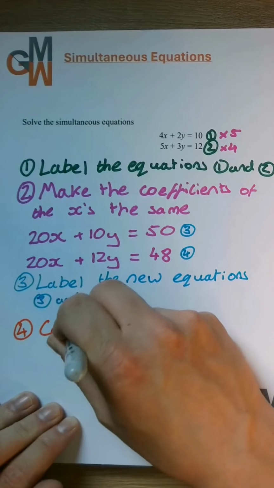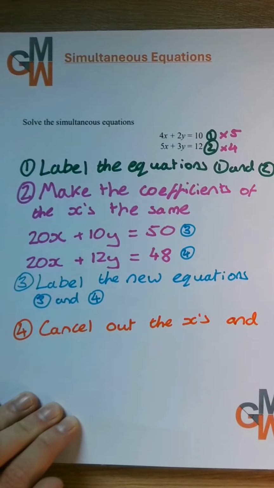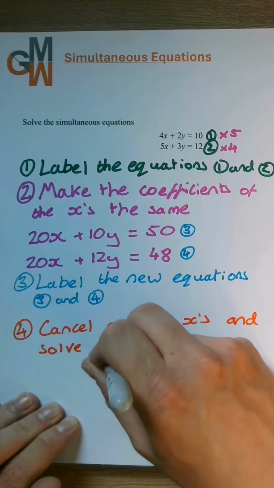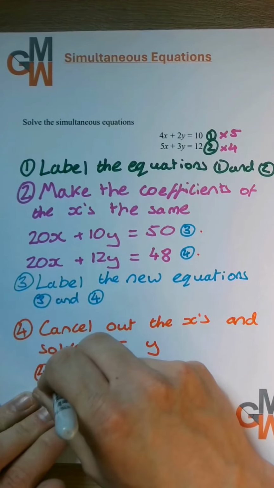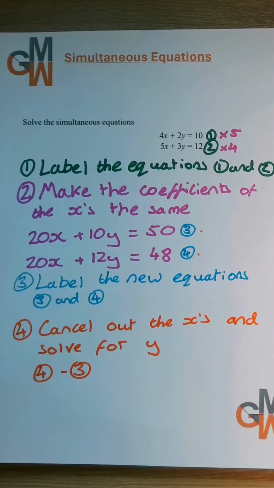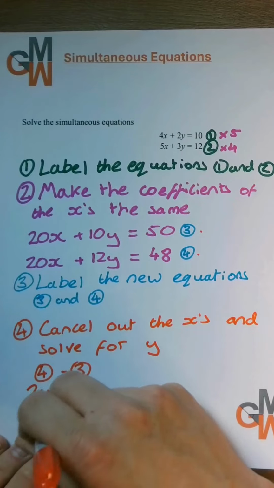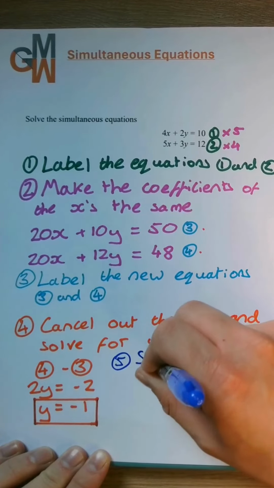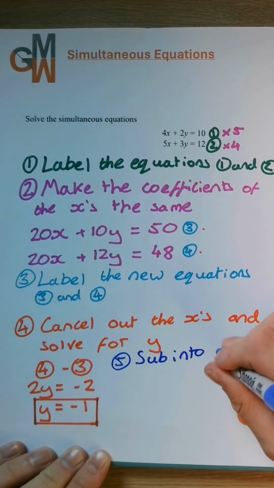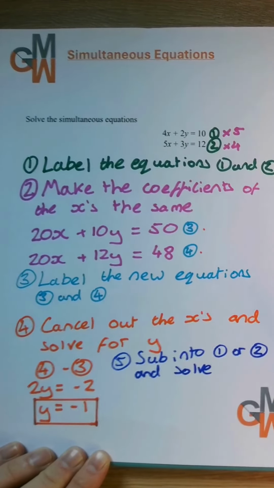Multiplying by these numbers gives us 20x plus 10y is equal to 50 and 20x plus 12y is equal to 48. Our coefficients of the x's are now the same. We're going to label these 3 and 4, again to not confuse ourselves later on. We're going to cancel out the x's and solve for y. This will give us 2y is equal to minus 2 when we do the equation of 4 minus the equation of 3, and we get y is equal to negative 1.